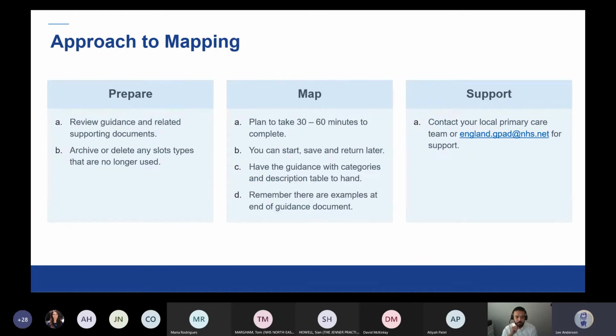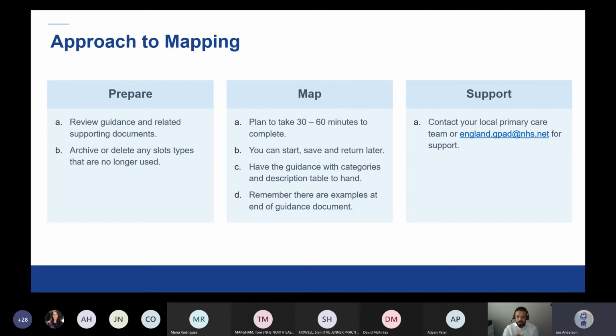So next slide, please. There's a lot of resources around to help you do this, in terms of how you should approach the mapping. There's some guidance which shows you the national categories in a table. It gives a description of what the categories are, and an example of each, and it helps you through that. So a good starting point would be to review that guidance and the related guidance, which I'll give the links to a bit later.